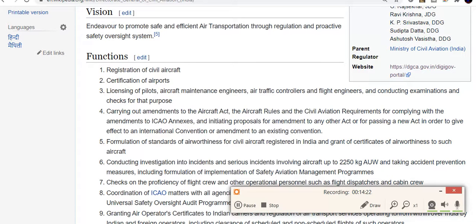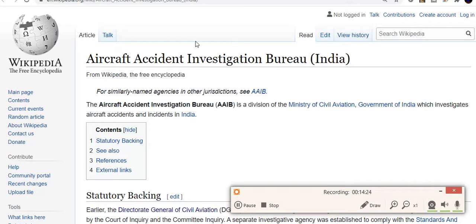Okay, apart from that, there is another body called Aircraft Accident Investigation Bureau, India. So India is something that comes under the Indian ambit, that's why. So remember AAIB, and this was DGCA. DGCA is the most important body. Apart from that, there is one more body called Aircraft Accident Investigation Bureau. So if you just read DGCA, DGCA is very broad in size.